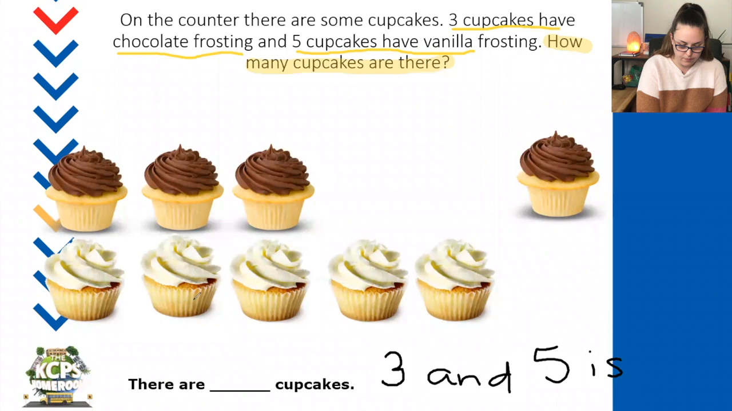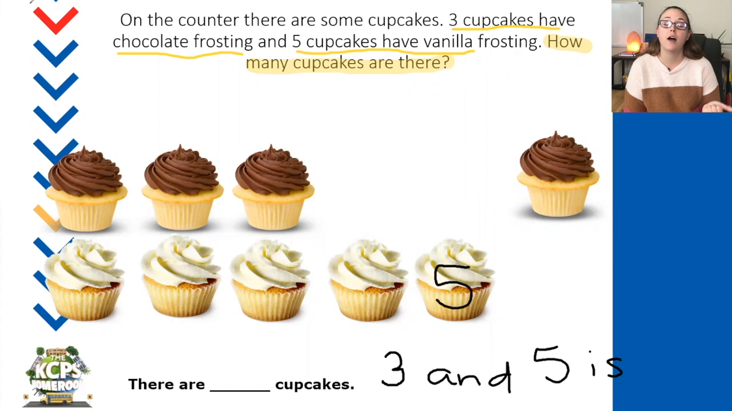Let's start from the bottom. So we know there are 5 vanilla frosted cupcakes. So 5, count on with me. 5, 6, 7, 8. That means that there are 8 total cupcakes. 3 and 5 is 8.